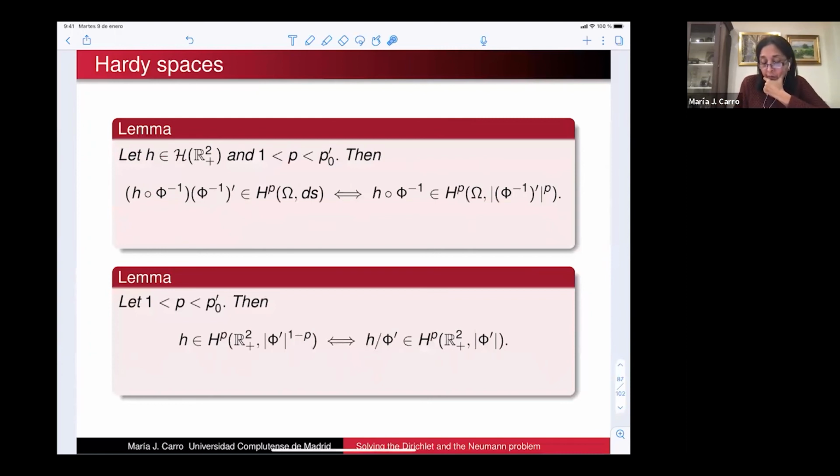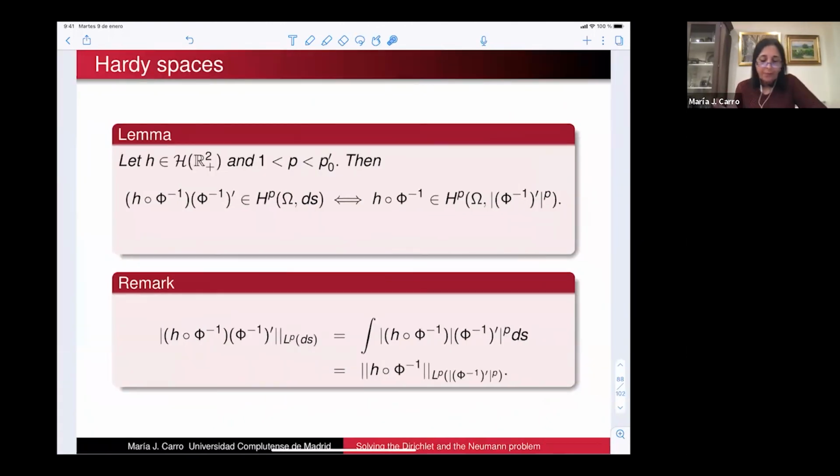So, for example, this one. We need to prove the following, that when we make the composition of a function with the inverse of the function phi, this is in H^p of this weight if and only if we can pass the weight to the function. Okay, so we need to have that H composed with phi inverse times the derivative of phi inverse is in H^p. Or for example, this lemma is of the same kind. So we need to have that a function H is in H^p of the weight if we can pass this here and divide it by that, H divided by phi prime is in H^p.